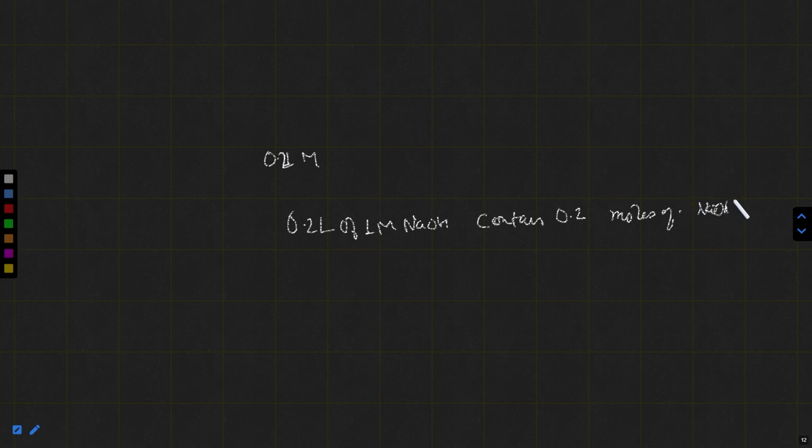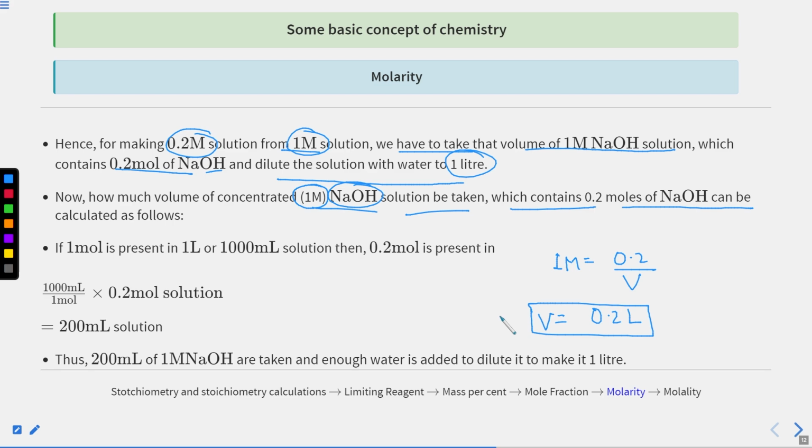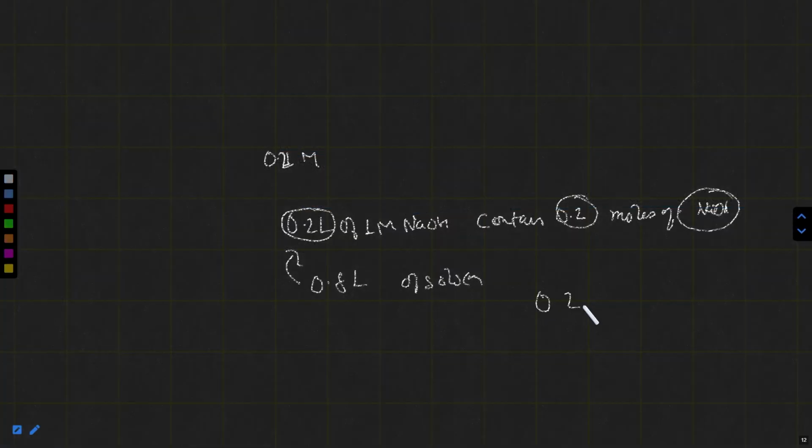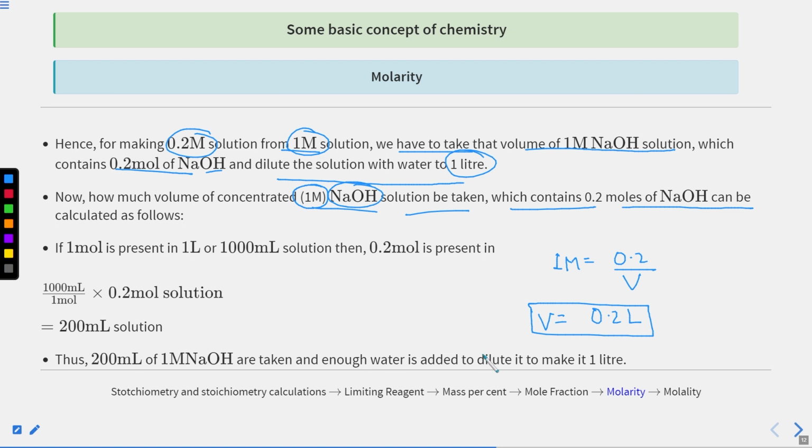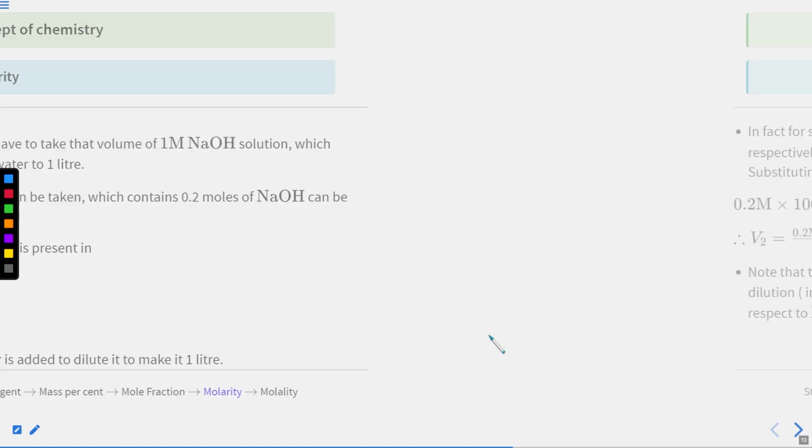Okay, got it? Now, if we dilute it, if we add 0.8 liter to this solution, that means we are adding only solvent. So we are diluting it. If we add 0.8 liter of solvent, that would give us again 1 liter, but the number of moles is fixed. Therefore, it will be 0.8. Got it? Clear? So this is a very good illustration to see the application of molarity.